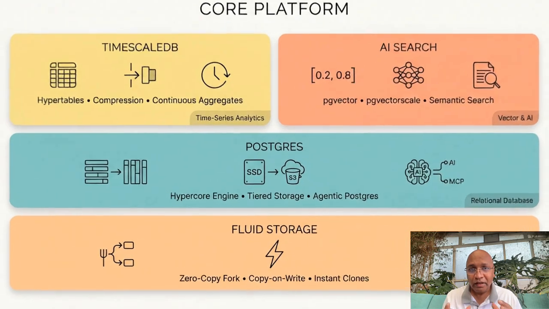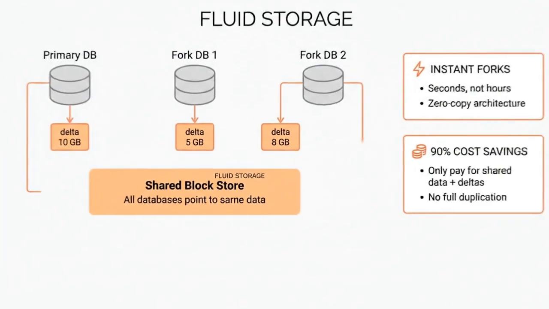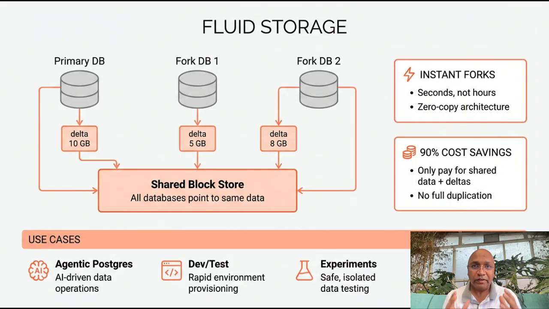So let's dig in. Let's start with the fluid storage. Fluid storage plays a pivotal role, and it's the layer that makes Tiger Data an agentic Postgres. Now with agents, you want to be able to quickly spin up databases and then spin them down for different experiments and testing and so on, right?